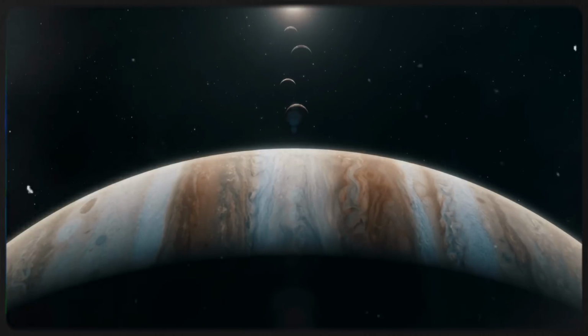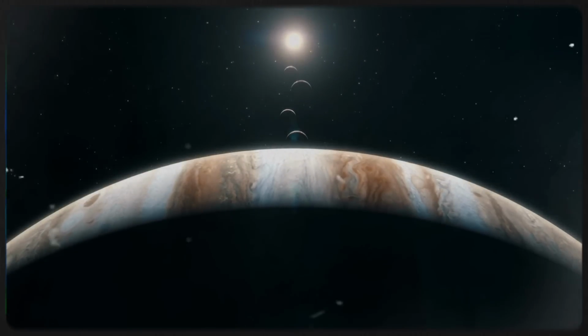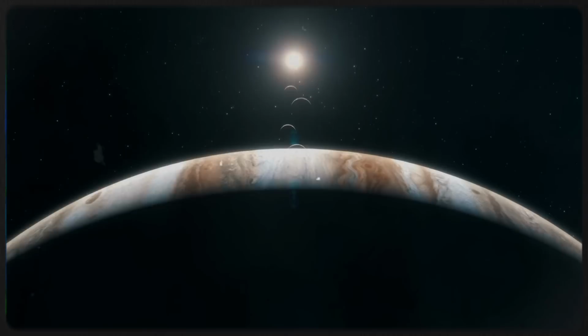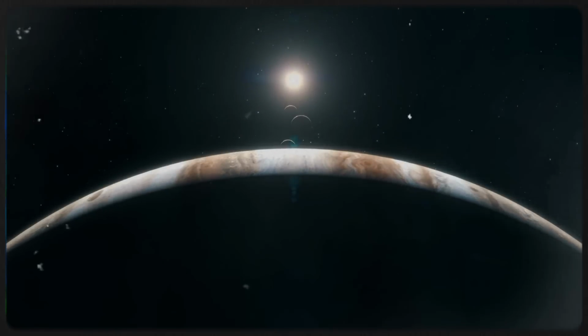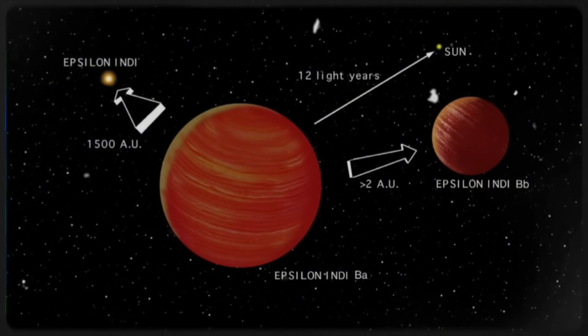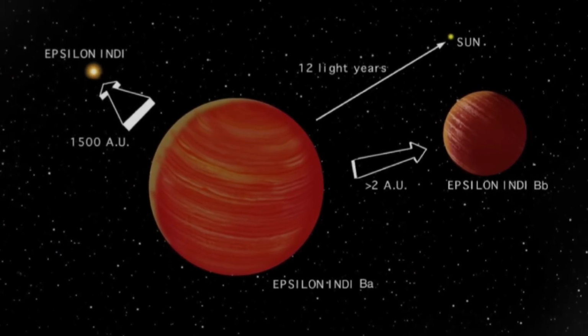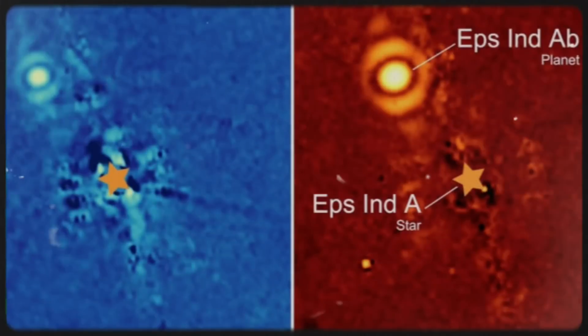However, if we shift our focus 12 light-years away to the star system Epsilon Indi, we encounter objects that make even Jupiter seem small, literally. The exoplanet Epsilon Indi b, for example, has a mass 6 times greater than that of Jupiter, making it an immense super-Jupiter. But that's not all. This distant world is also the coldest and oldest exoplanet ever directly imaged.